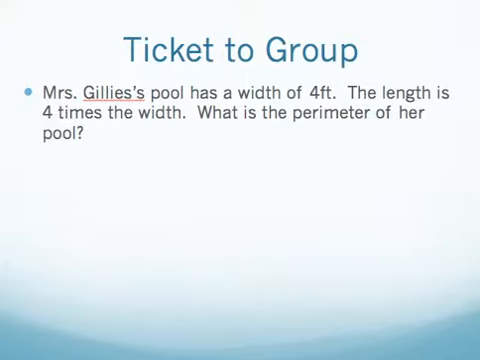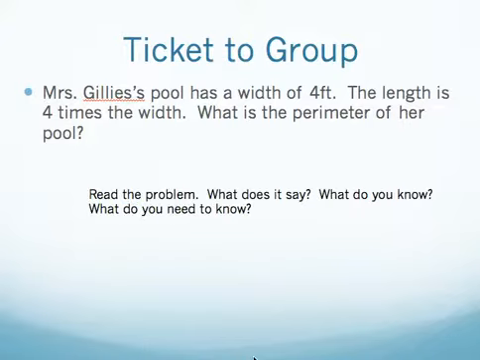So I want you to go ahead and do this ticket to group. The first thing we're going to do is read it. I want you to think, what does it say? What do you know? What do you need to know? Mrs. Gillis's pool has a width of 4 feet. The length is 4 times the width. What is the perimeter of her pool? Go ahead and pause the video and think about, what does it say? What do you know? What do you need to know?